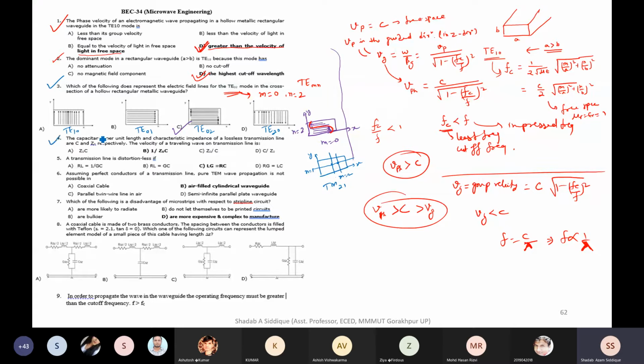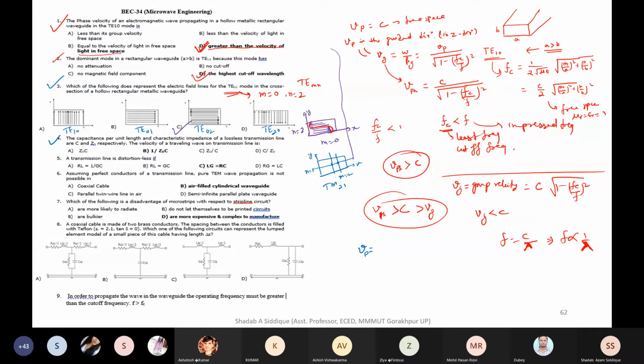Now the next question which is given here: the capacitance per unit length and the characteristic impedance of a lossless transmission line are C and Z0. So capacitance per unit length C is given and characteristic impedance is Z0. The velocity of a traveling wave on the transmission line is. I just want to know the velocity of the traveling wave, that is Vp. So what should be the velocity of the traveling wave for this?